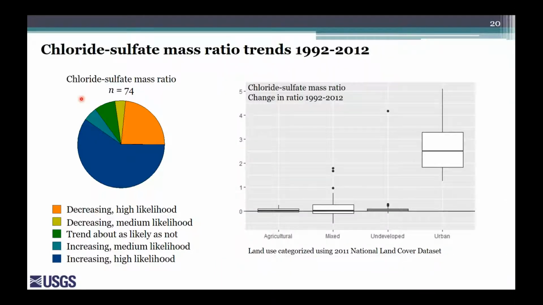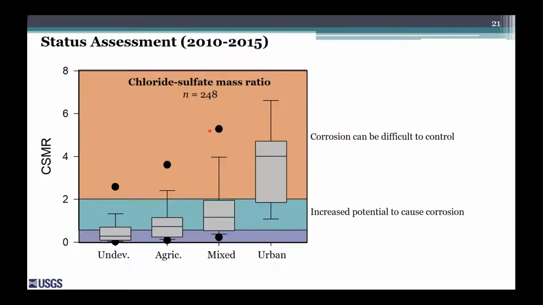And similar to what we saw for the chloride concentrations, for chloride to sulfate mass ratio, there's a very big difference in sites depending on the kind of land use that they're in. So again, agricultural, mixed land use, and undeveloped sites had little to no trends over the period 1992 to 2012, whereas urban sites saw these very large changes in chloride to sulfate mass ratio.